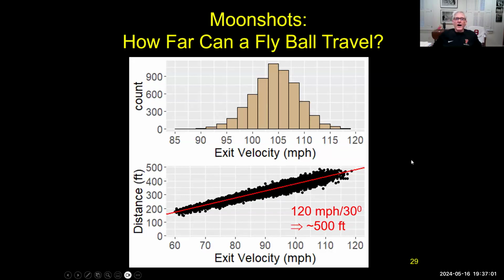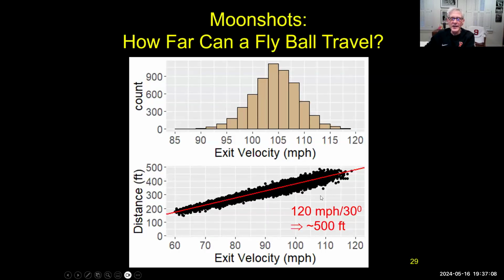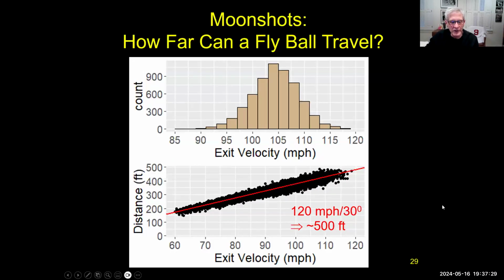A useful question is, how far can a fly ball travel? My estimate is if you look at the distribution of exit velocities in Major League Baseball from last year, they peak out at about 120 miles an hour. And this is for balls hit at 30 degrees, about the optimal launch angle. You see that at 120 miles an hour, which is about the largest exit velocity, this ball travels about 500 feet. So that's about the longest fly ball that could be hit, assuming this 120 miles an hour, unaided by the wind or any other unusual atmospheric conditions.